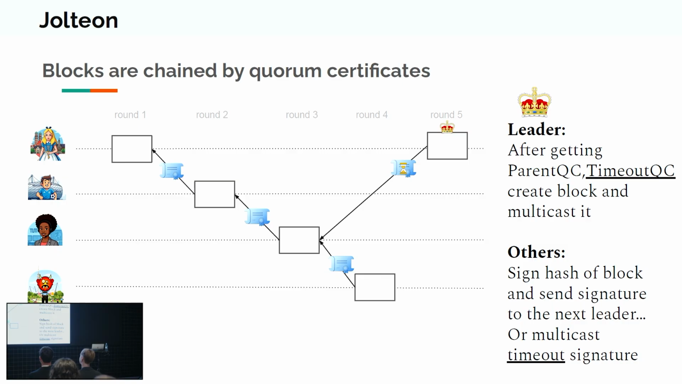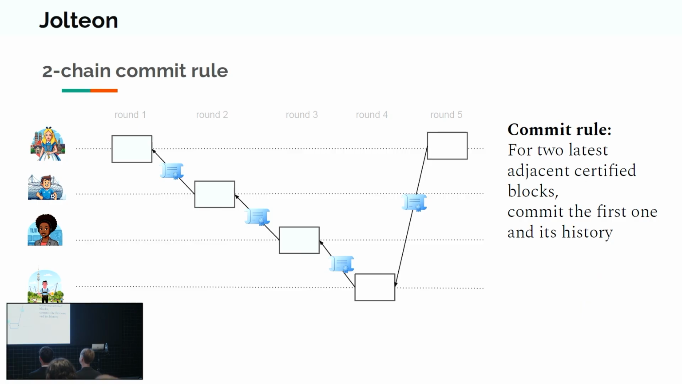But these branches are actually not very long. They cannot be very long because we have a special commit rule. So how can we then decide what our ledger will be? What we'll do is look at this blockchain and find the 2 latest adjacent certified blocks. This block is certified by this certificate. This block is certified by this certificate. And we commit this first one and all its history. And what appears in the log is basically the sequence of all transactions, starting from here and ending over there.